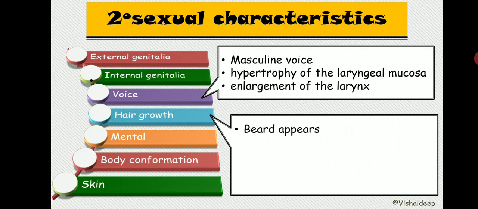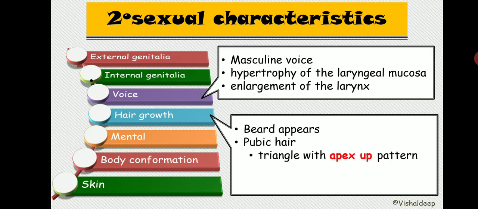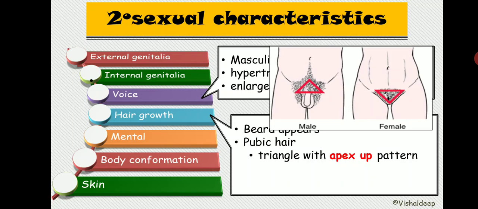What would happen to the hair growth? As you guys see, beard starts appearing, and pubic hair. Now this is the difference from the female. Pubic hair is basically a triangle with apex up pattern. Now what is apex up pattern? As far as the pubic hair is concerned, the pattern is different in male and in female. Let me show you the pattern. See, in male there is a triangle having apex up. In female there is a triangle that is apex down. So testosterone will lead to changes in the pattern of pubic hair. It causes apex up pattern.